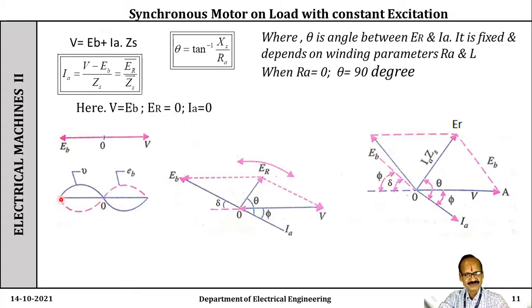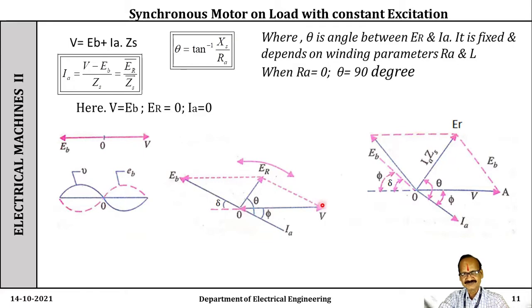The waveform is shown: the blue color is the supply voltage V, and the generated EMF that acts in the opposite direction to that of the supply voltage is shown by the magenta color, and that is exactly opposite to that of the supply voltage.